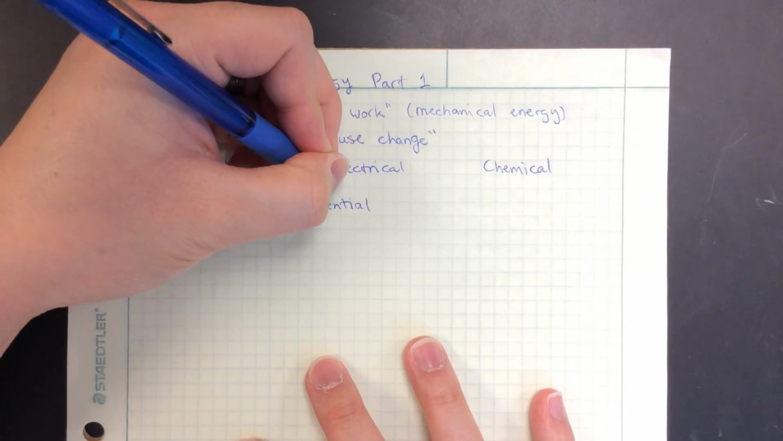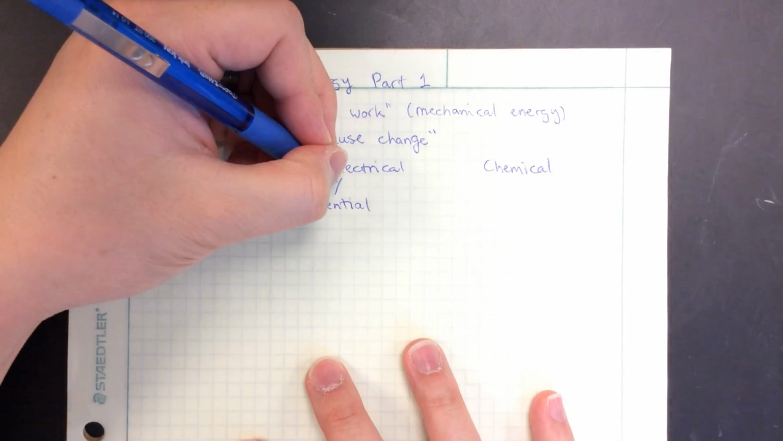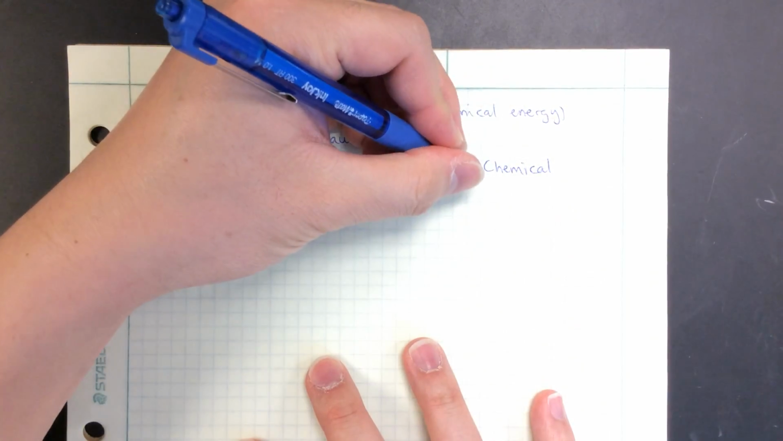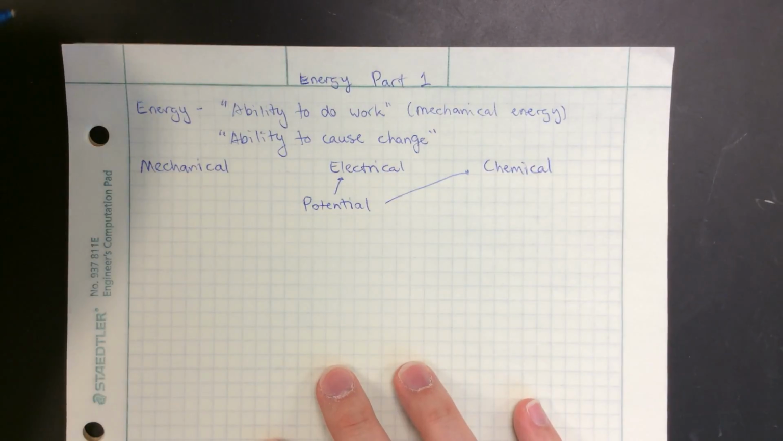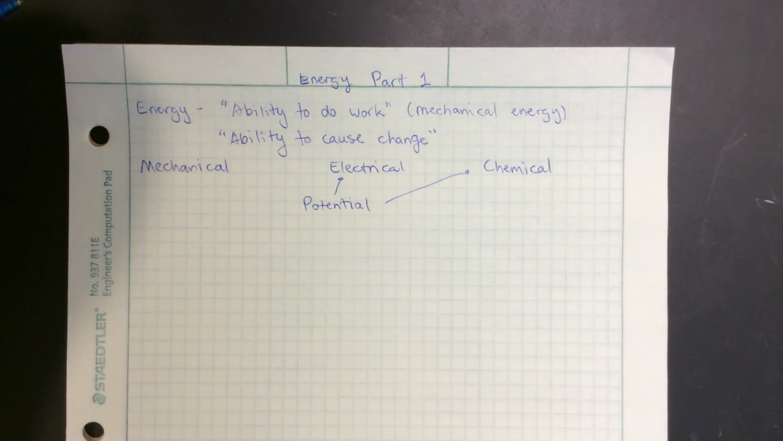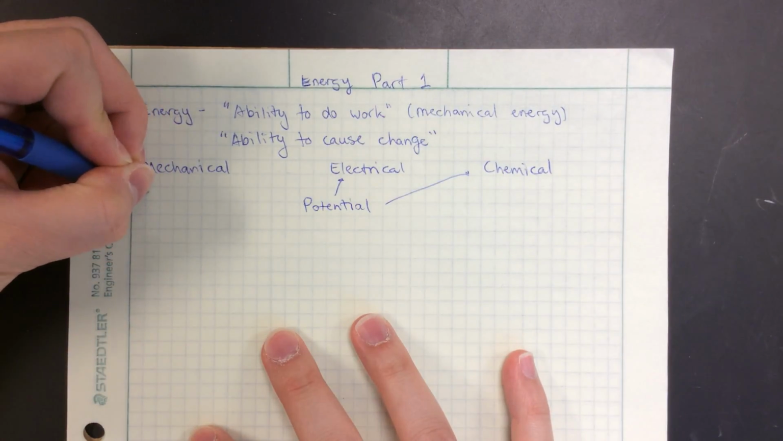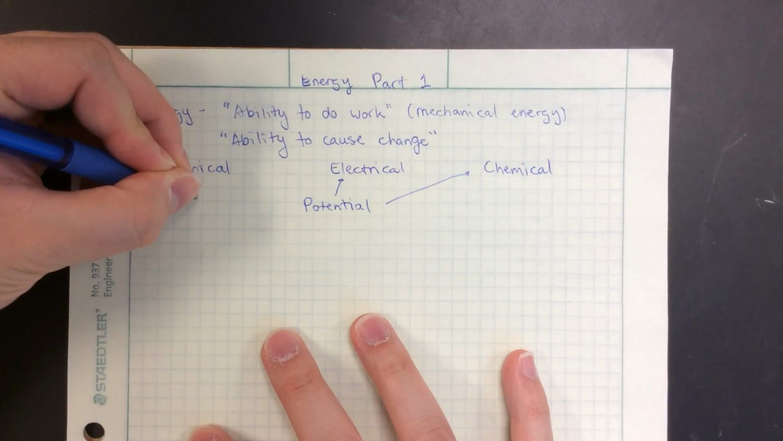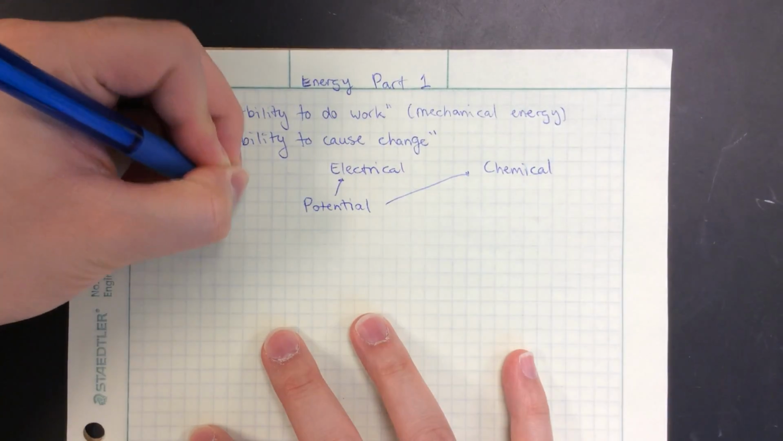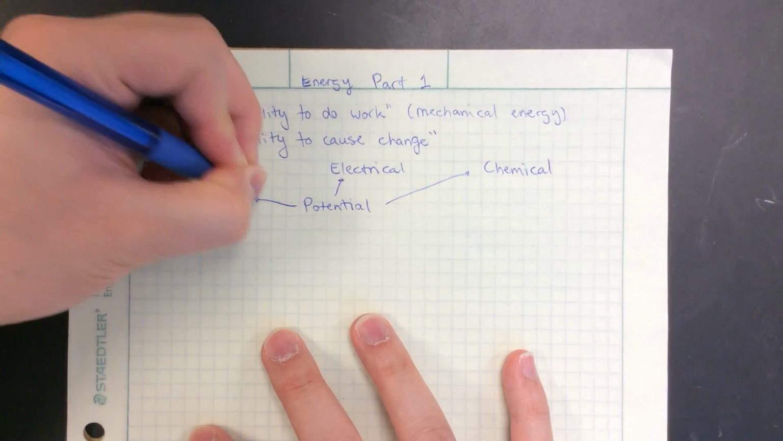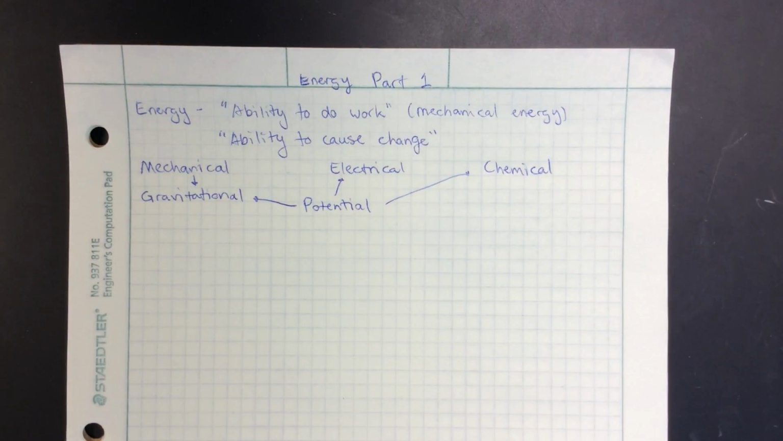Because you can talk about an electric potential energy. You can talk about a chemical potential energy. What else? Gravitational. Okay, gravitational potential energy. And gravitational can be both a mechanical energy and also a potential energy. It's mechanical in the sense that mechanical energy is usually associated with the bulk object.